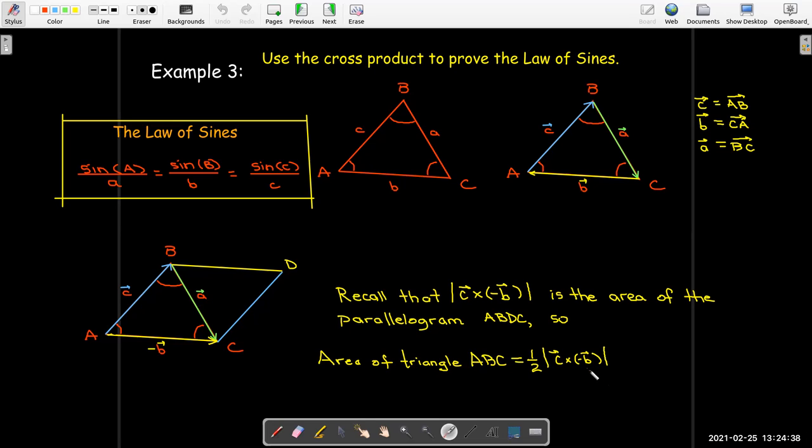But since I'm taking the magnitude and I can use some properties of the cross product, really, that's just half of the magnitude of the cross product of C cross B. And in fact, I could write it the other way around. I could write that as half the magnitude of B cross C. But it won't matter for this particular question.